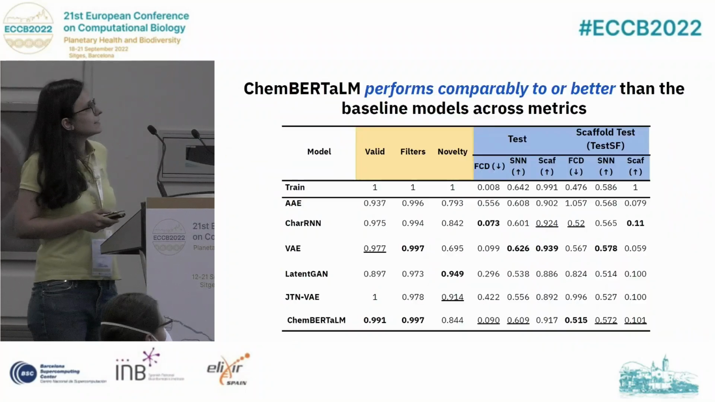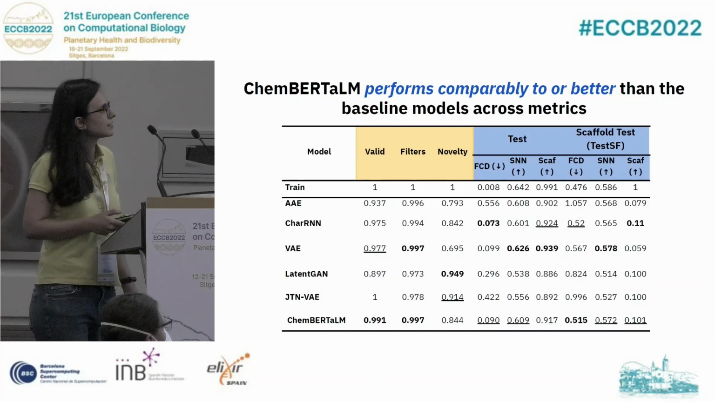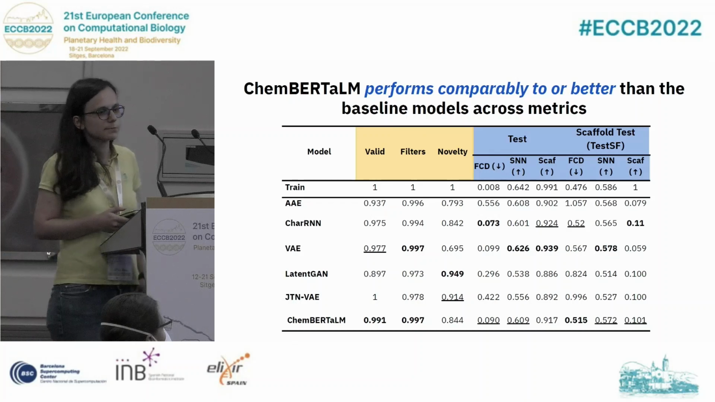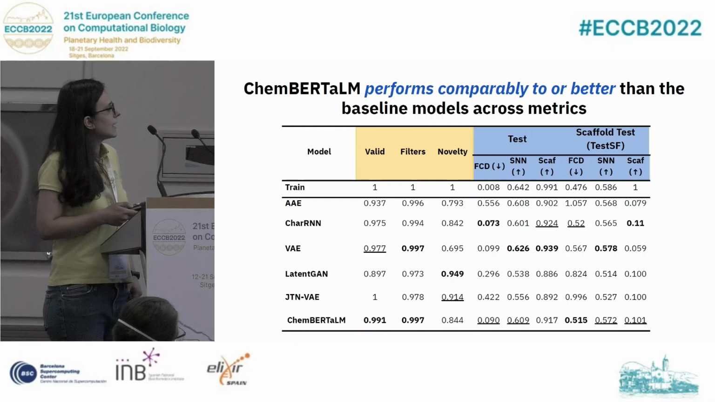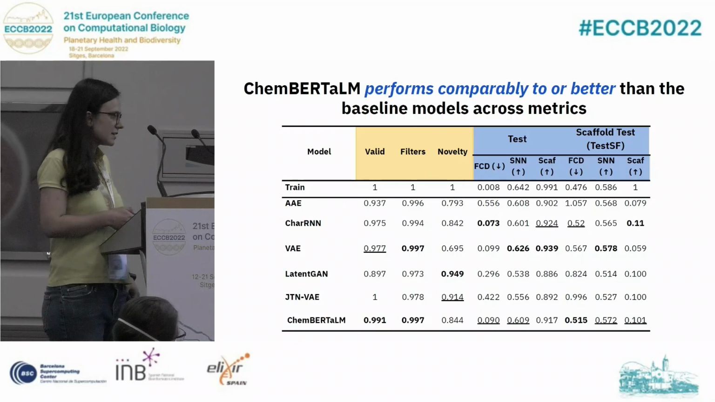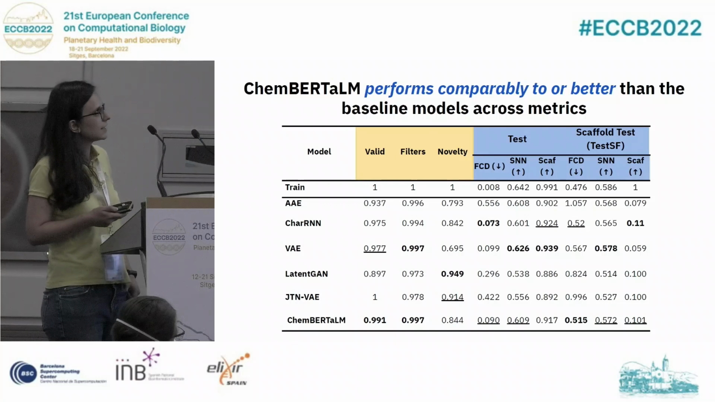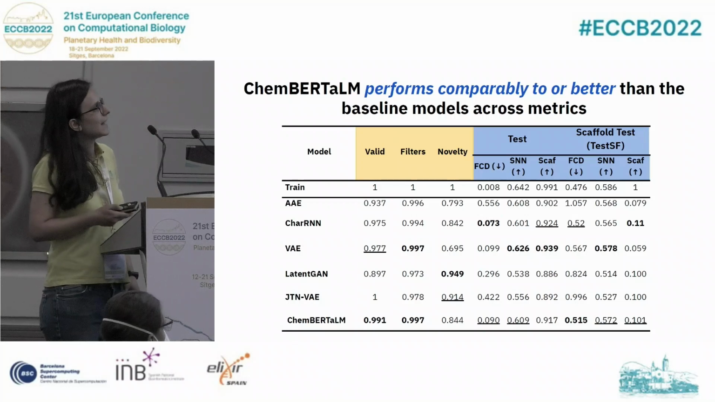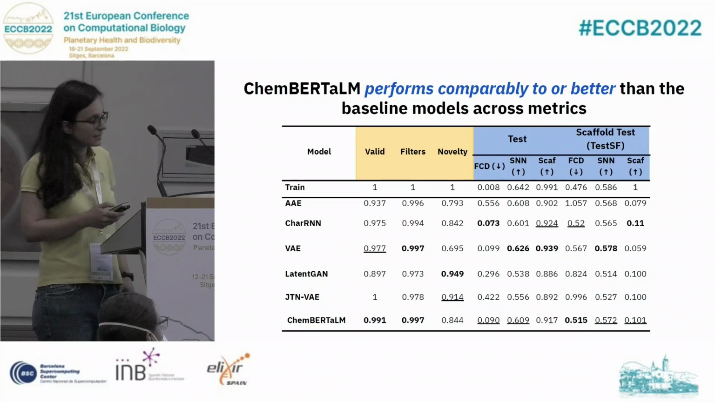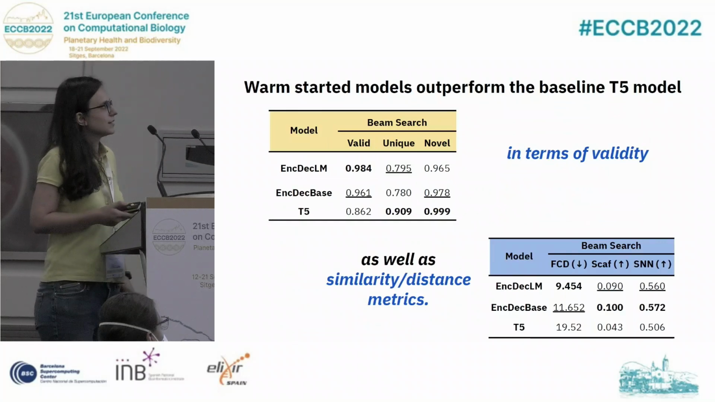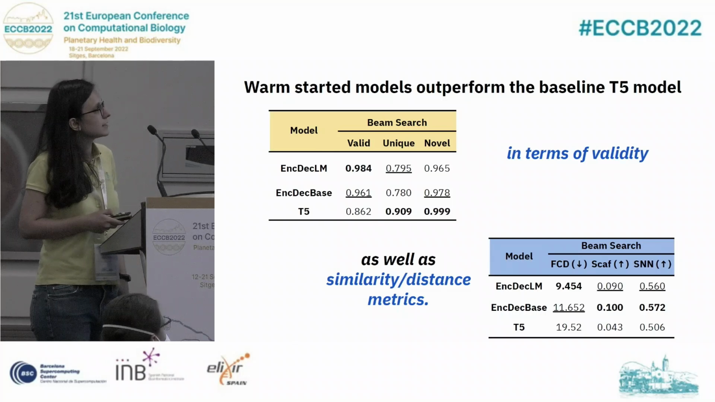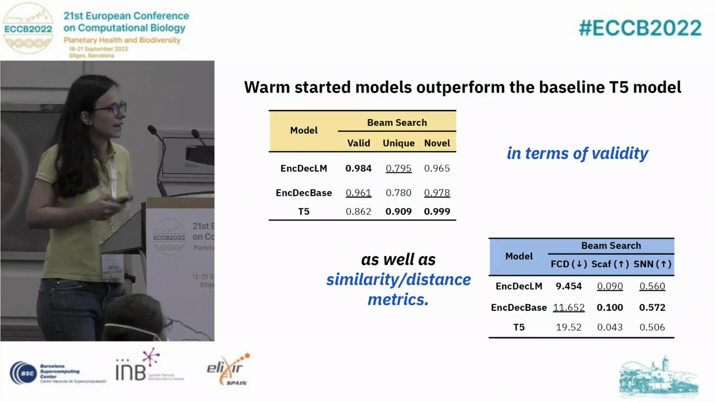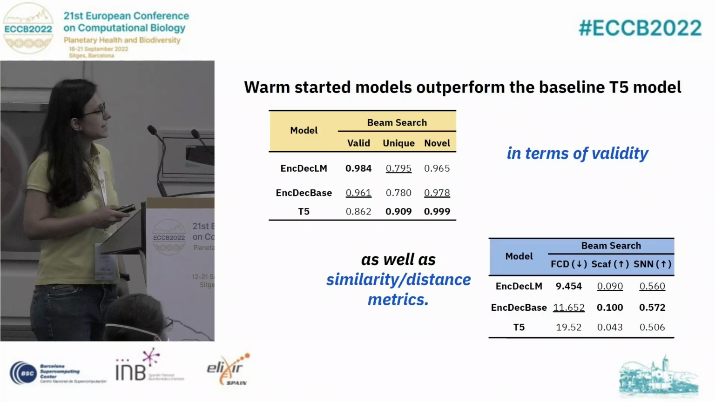And so we first validated the performance of ChemBERTa-LM. We benchmarked it against the baselines from the MOSES benchmark. And here we see the results. The best scores are highlighted in bold, and the second best ones are underlined. We can see that ChemBERTa-LM obtains the best or the second best scores across metrics, suggesting that it performs comparably to or better than the baseline models. Next, we evaluated our warm-started targeted drug design models with benchmarking metrics, and we saw that warm-started models outperform the baseline transformer trained from scratch in terms of validity as well as similarity metrics.